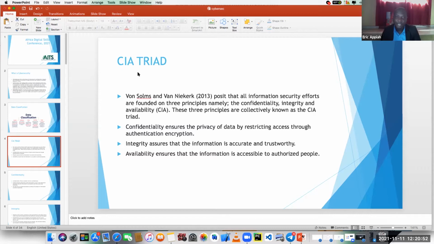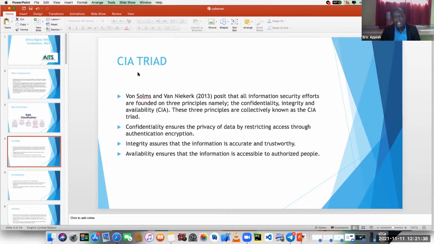When we say confidentiality, it ensures that the privacy of data is restricted through access. So, for example, in an organization, let me say MTN, within the MTN organization, there is certain information that is given to a person in a certain position. And this data might be on the network, but the restrictions placed on the data ensure that only that specified user accesses the data.